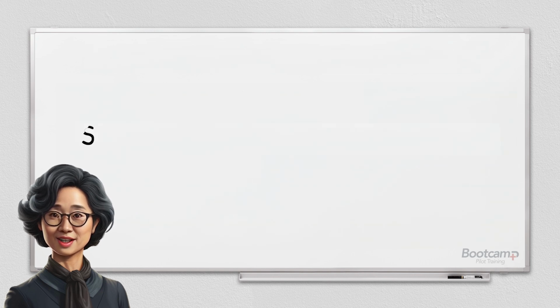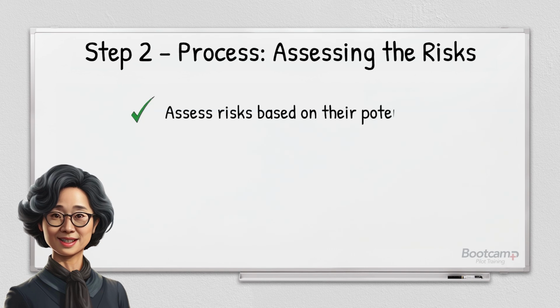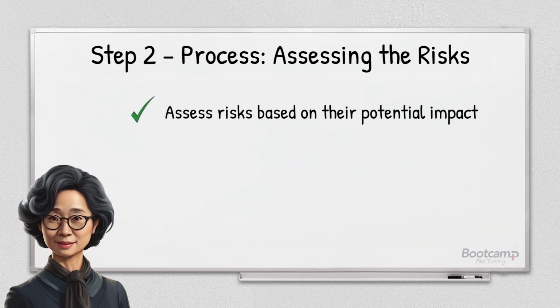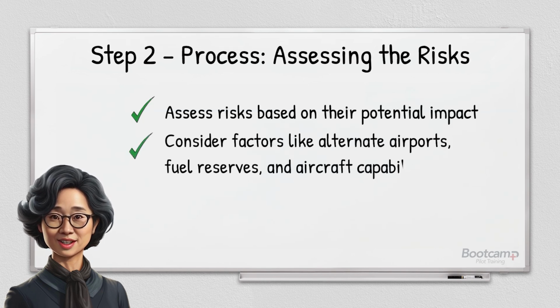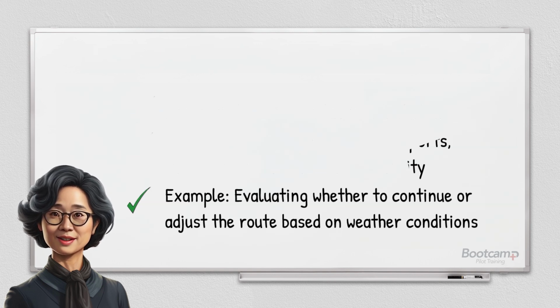After identifying potential risks, the next step is to process the information. This involves analyzing the severity, probability, and exposure of each risk. For instance, if you're low on fuel and the weather is worsening, how serious is the situation? This step is all about evaluating your options carefully.